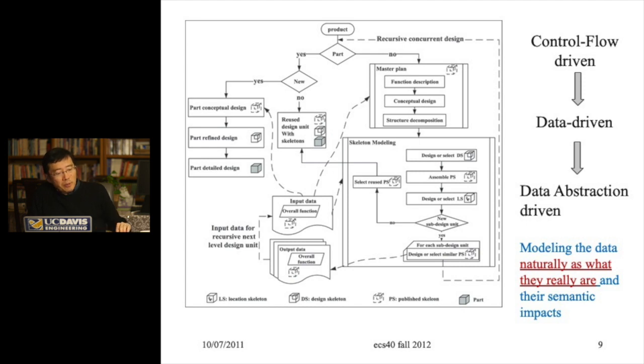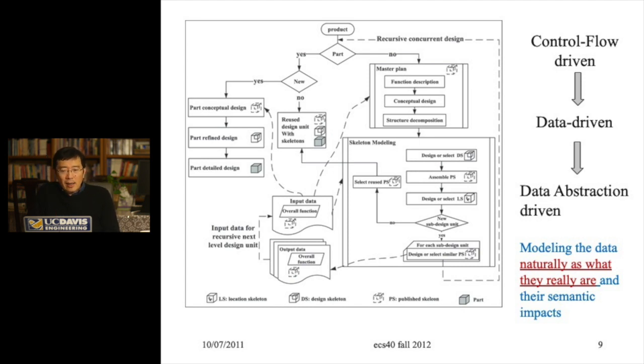So we want to provide an abstractive way of describing the data. If the data is irrelevant, if the details are irrelevant, then basically we try to hide it. We try to look at all the data in our model that's critically related to the problem we would like to solve. So this is called data abstraction driven.